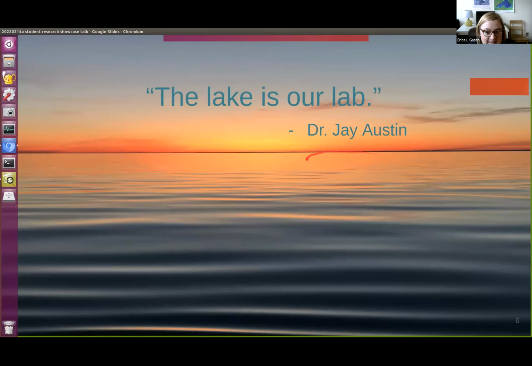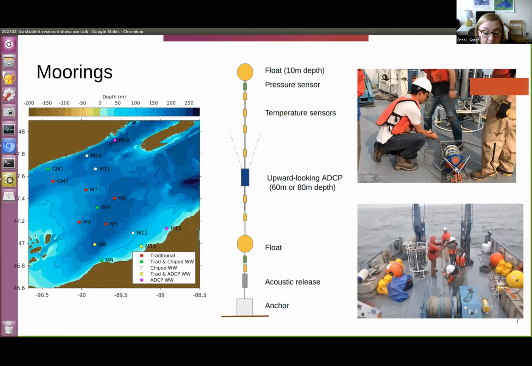As Dr. Austin likes to say, the lake is our lab. We're sort of using it as a lab for the coastal ocean because it's a more simple two-layer system, but it's also where we love to go out and do our work. And the way that I do it, the two main observational platforms I'm using in my thesis are moorings. So in the summer of 2017, we went out and deployed, we had 15 mooring sites.